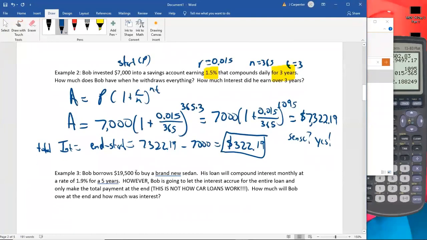So Bob borrows 19,500. Is that the starting value or is it the ending value? Well, that's what he borrowed at the start, right? So that's the start. The start is what we traditionally call P. His loan will compound interest monthly, so that says that the N is 12 at a rate of 1.9% for 5 years, which says that the R as a decimal is 0.019, and the T is 5. We got our P, we got our N, we got our R and our T. It's time to party. I know there's no N in party, but PRT. Bear with me.